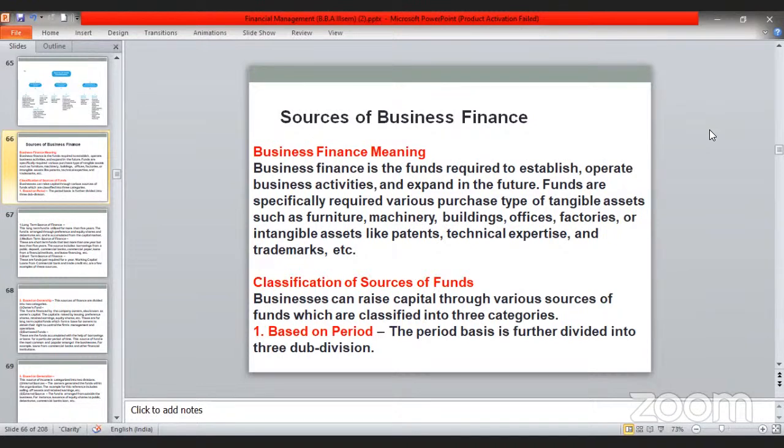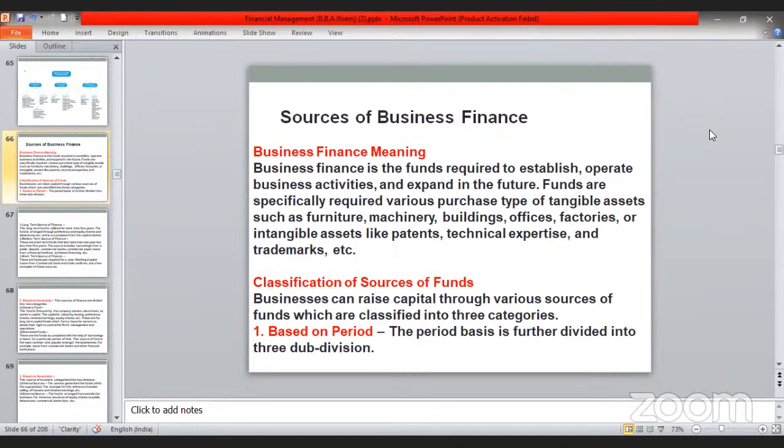Funds are especially required for purchasing various types of assets. We have tangible assets, meaning assets we can touch: furniture, buildings, machinery, offices, and factories. But intangible assets, like patents, we cannot touch, we can only feel them. And there is also a classification of sources of funds.